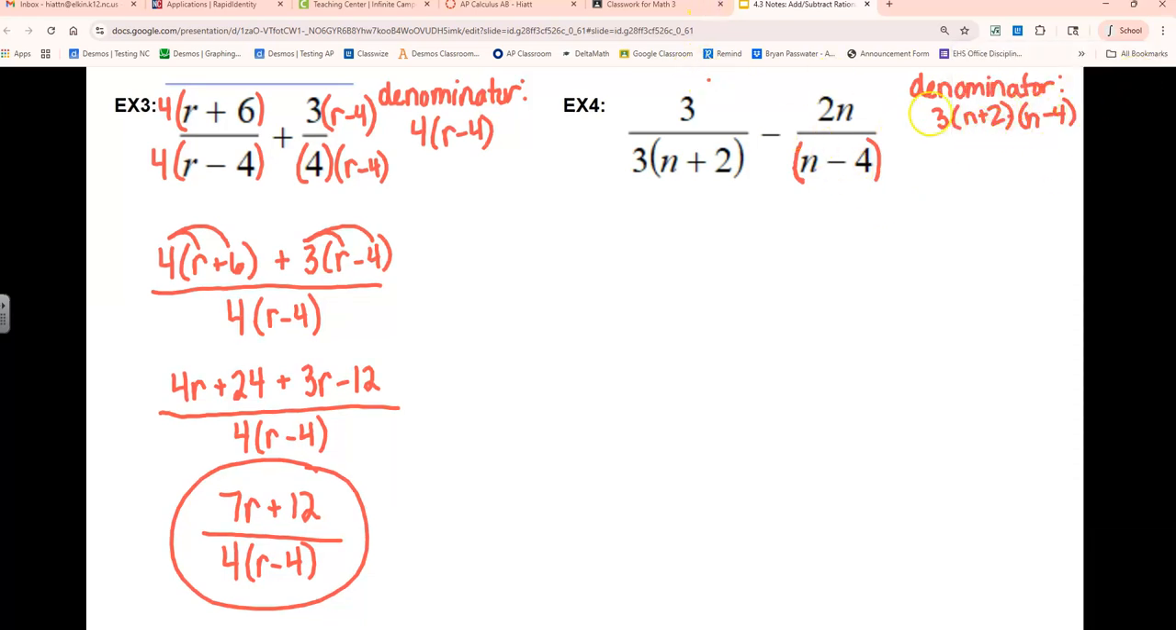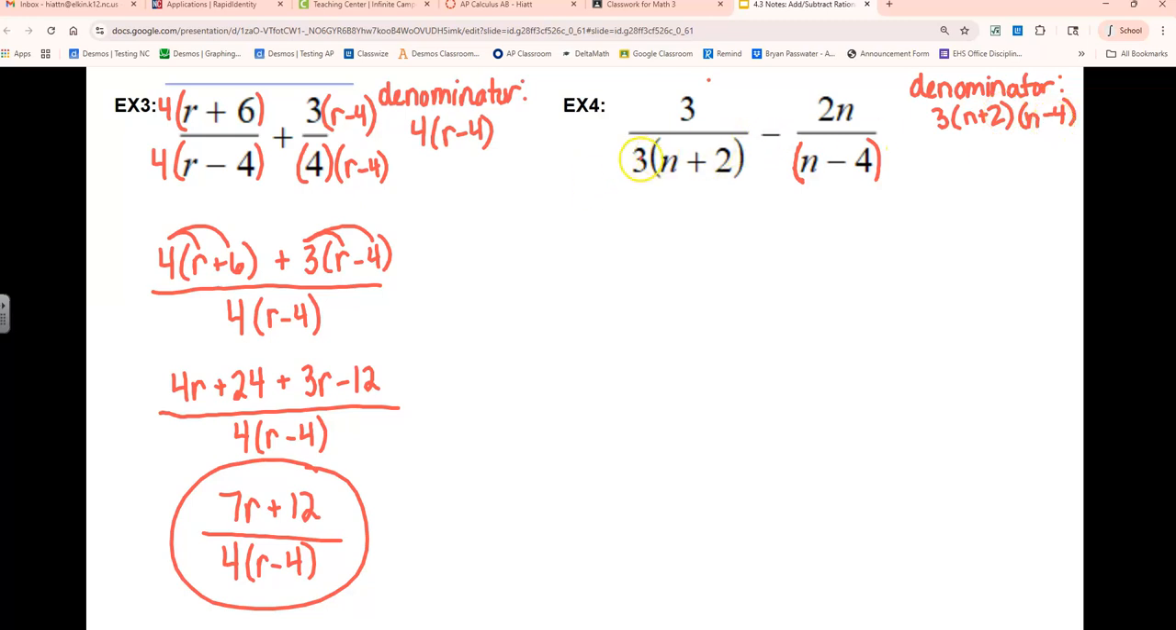If I do that here, the first fraction already has a 3. It already has an n plus 2. What does it need? Hunter, what is missing from this denominator? I got a 3, I got an n plus 2. What do I need if I want it to match what I've got written over here? I want it to be 3 times n plus 2 times n minus 4.